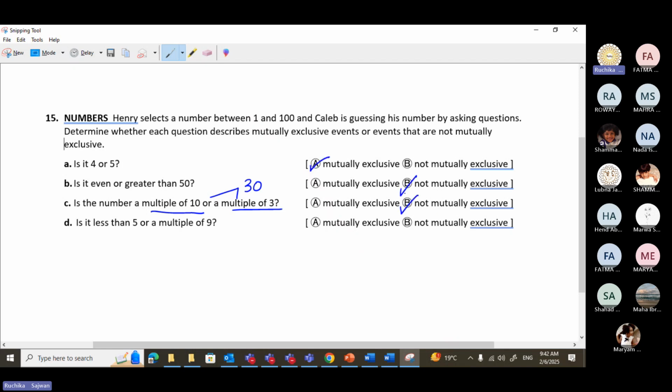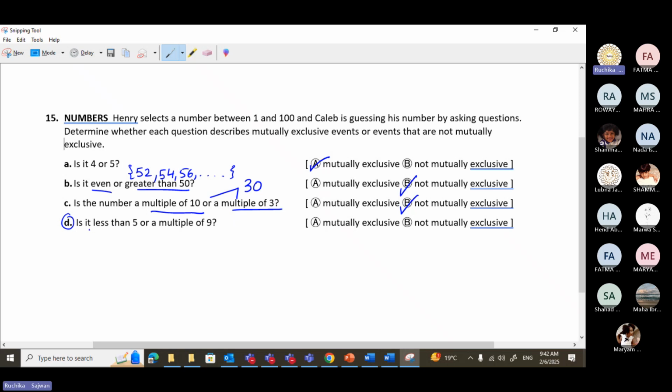I hope you're able to see what I'm writing. Again, for even and greater than 50, there are so many options, 52, 54, 56, and so on. So these are having common outcomes. Let's do the last one, D. Is it less than 5 or a multiple of 9?